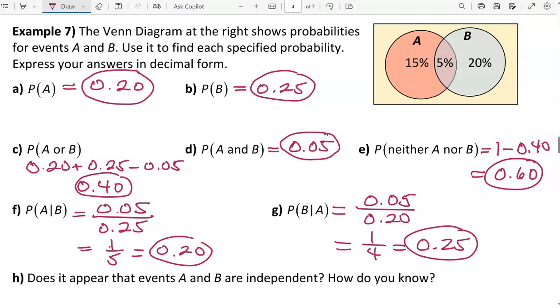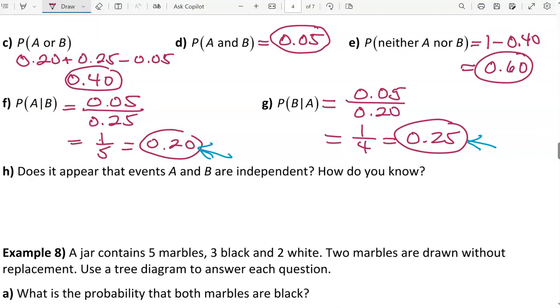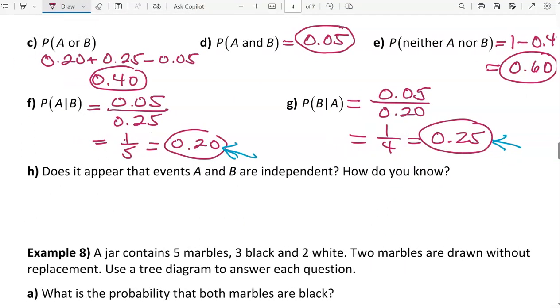Now what you might notice here is that the probability that A occurs is 20%, and the probability that A occurs given that B has already occurred is also 20%. That means that B did not have any effect on A's probability of occurring. The same thing happens with B and A. Probability that B occurs regardless of whether A has occurred is still 25%. So it appears that events A and B are independent. So I'm going to answer yes.